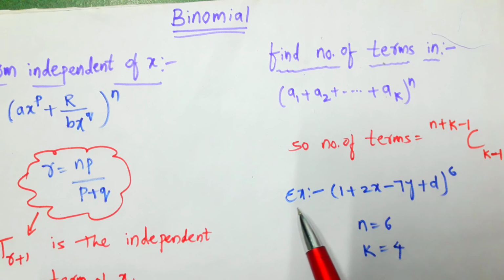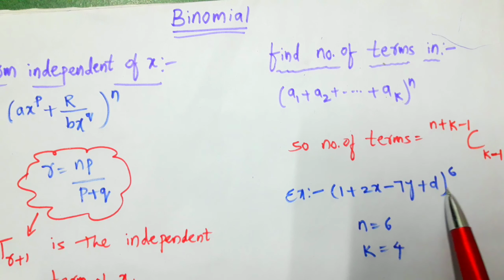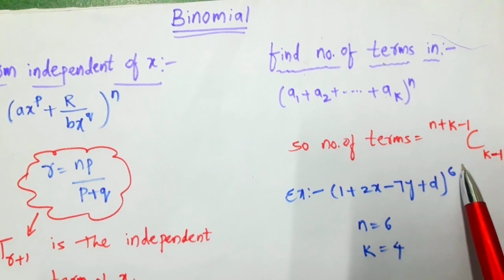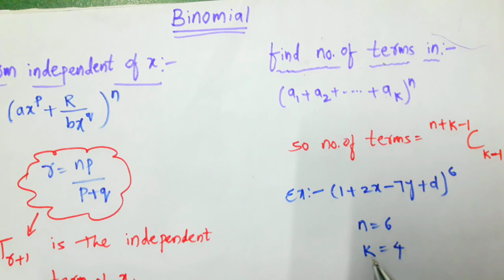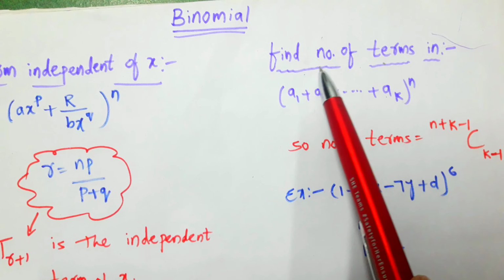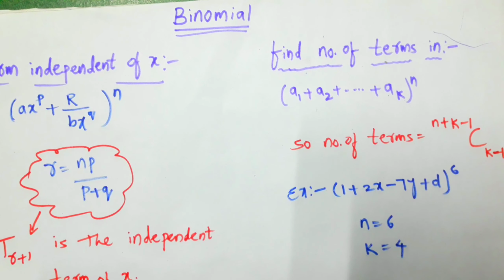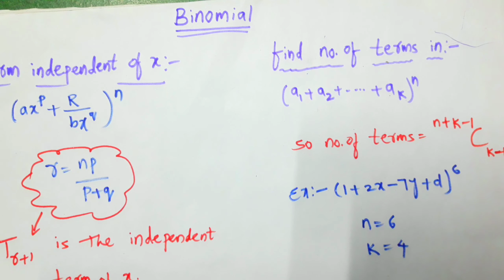See here we have one example. Example is (1 + 2x - 7y + d)^6. Here n value is 6, k value is 4. If we substitute these values in this formula, we get the total number of terms. Here we have some problems based on this concept. Now see the first problem.